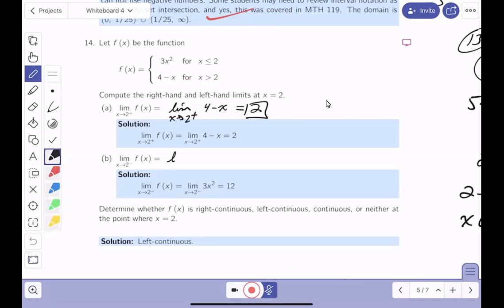Let's do the next one, and we'll check the key in a second. X goes 2 from the left. Which one of these two functions here? Let's go for 2 from the left. This one. So it's 3x squared.